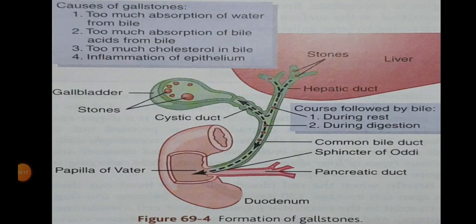The formation of gallstones. See how it forms. Causes of gallstones: one, too much absorption of water from the bile; two, too much absorption of bile acids from the bile; three, too much cholesterol in bile; and four, inflammation of the epithelium, which results in the formation of cholesterol gallstones.